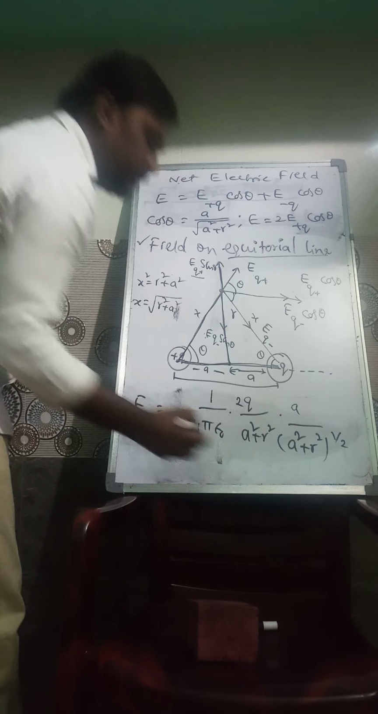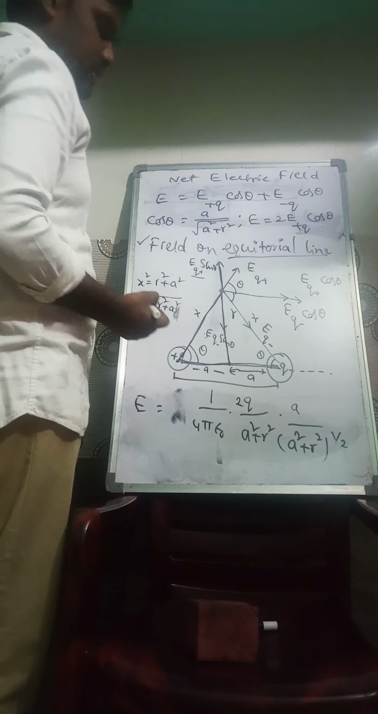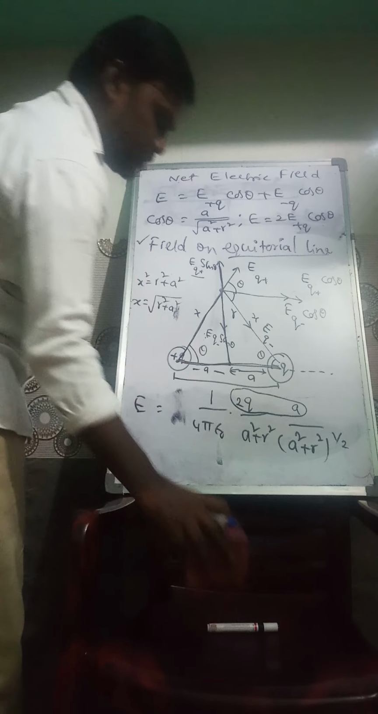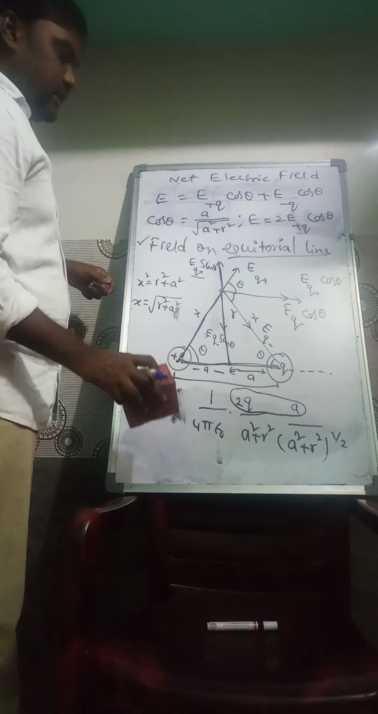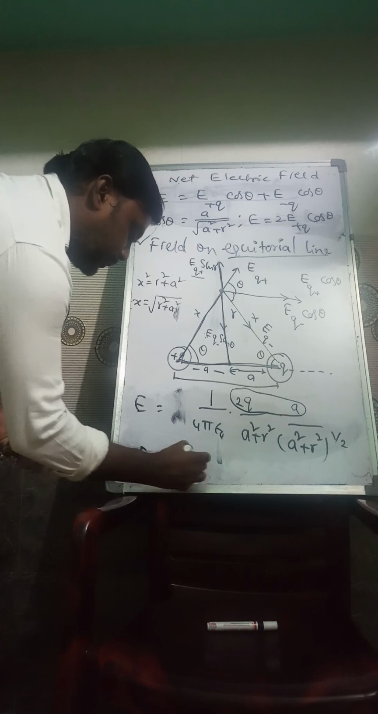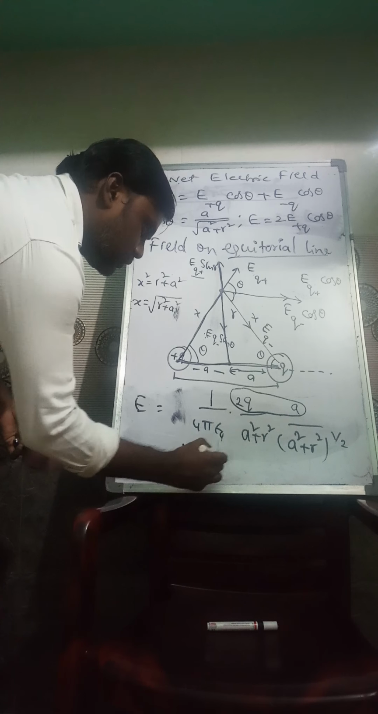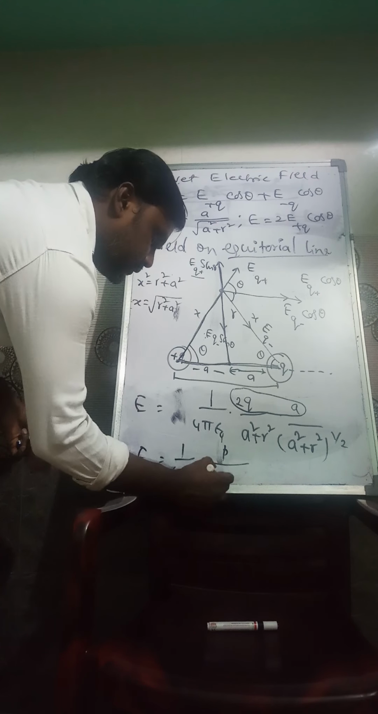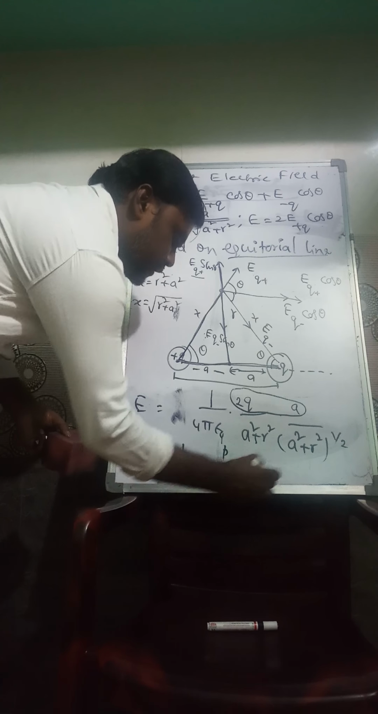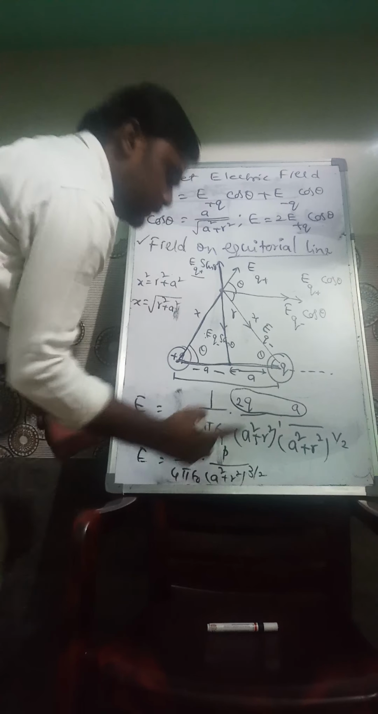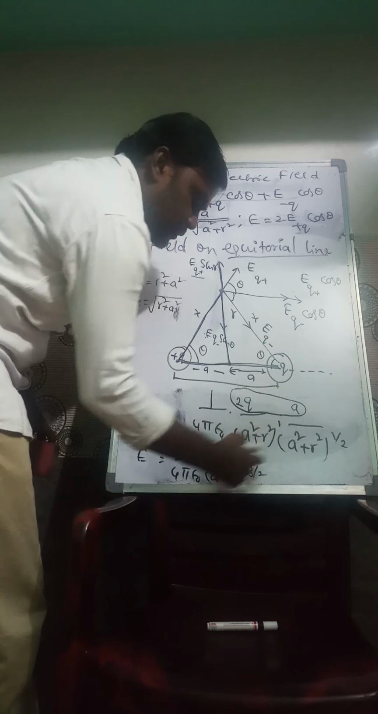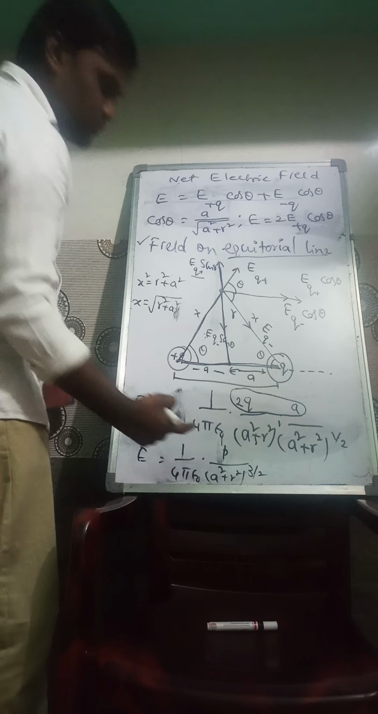2Q into a is nothing but the dipole moment. This is the dipole moment. So in its place, I am writing E is equal to 1 by 4 pi epsilon naught P by a square plus r square whole power 3 by 2. This is whole power 1, and since the bases are the same, we can add these powers. 1 plus 1 by 2 is 3 by 2. So like this we got it.